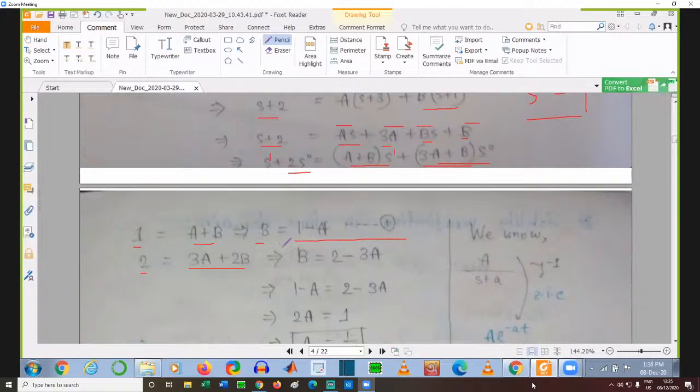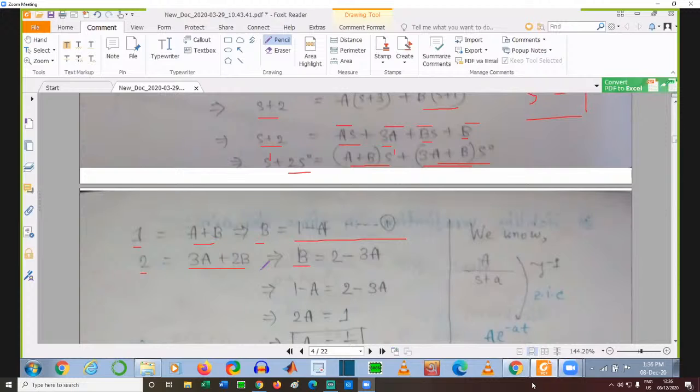So from the first equation, you can get 1 equal a plus b. You can write that b equal 1 minus a. That is my equation number 1. And if you come to the second one, you have 2 equal 3a plus 2b. So you can put the value of a here.